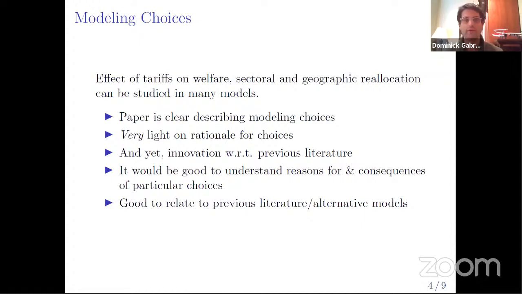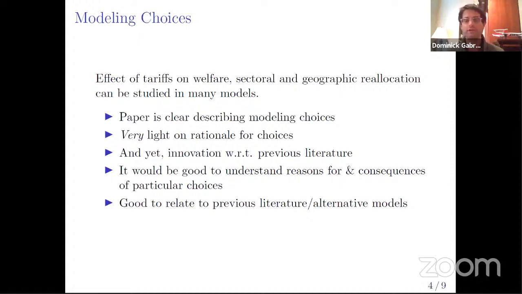So, the paper and Fernando in his talk was very clear about describing the modeling choices, the particular way that they're going to ask this question. But I have to say, the paper as it currently stands is a little bit light on the rationale for the particular choices. And yet, there's a lot of innovation here relative to the previous literature. So it's not as though they can just say, well, we all understand the model and we're just going to apply it in this new context. I think we don't understand the model. It's a new framework bringing a lot of new assumptions and margins.